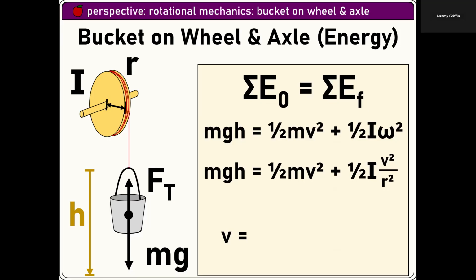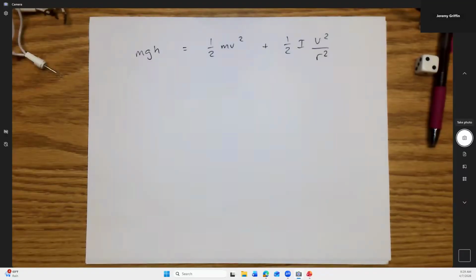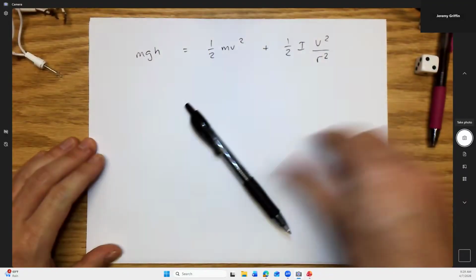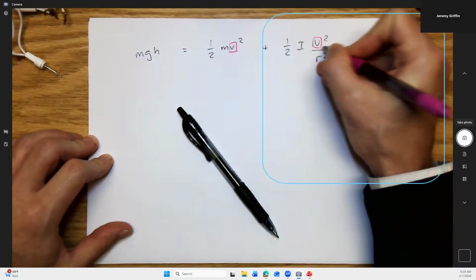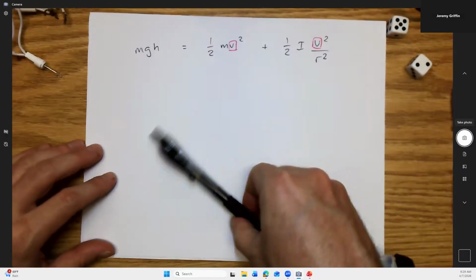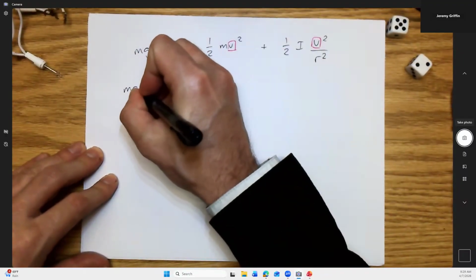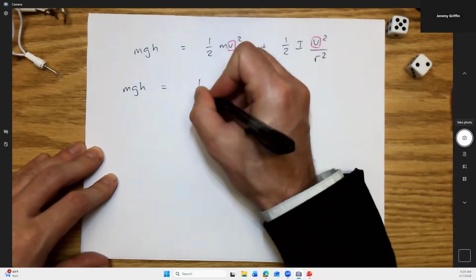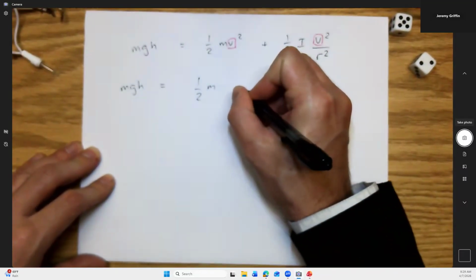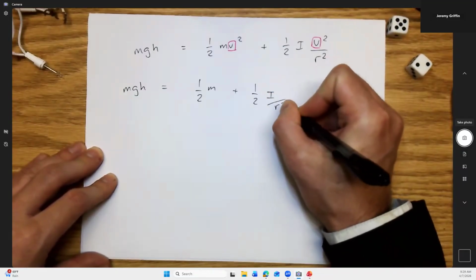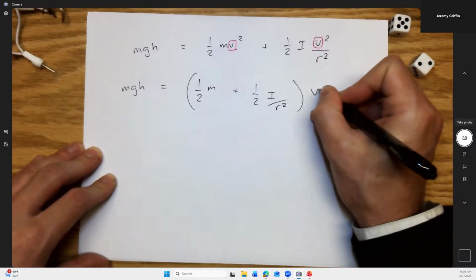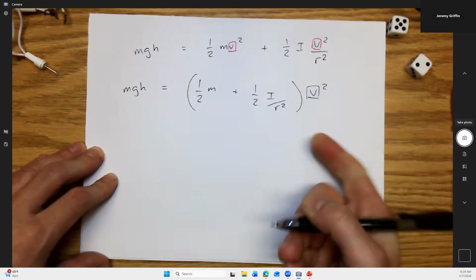I just wrote it down on my paper. Let's flip my screen over and walk you guys through. So you're trying to solve for this v, which shows up here, but also here. So I'm going to factor that v squared out. So I'll say mgh equals, that gives me a 1/2 m plus a 1/2 I over r squared, and that's all times v squared. Can that be true?